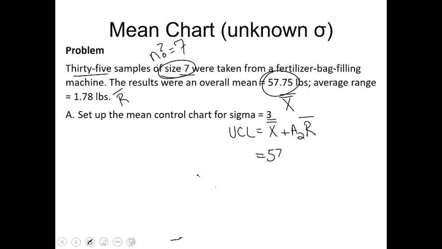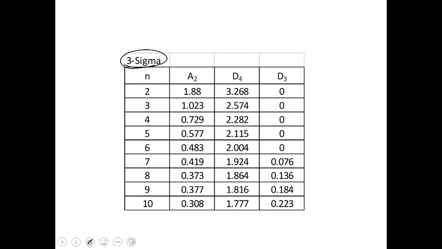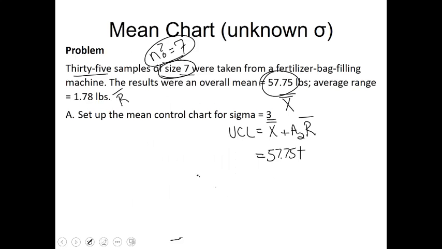57.75, right? Plus, what's our A2 value? Well, it depends on your sample size. Our sample size was 7, so I'm going to go to the table, and it's a 3 sigma table. I'm going to go down to sample size N, sample size 7. Our A2 value is 0.419. 0.419 times our average range, 1.78. Put that in our handy dandy calculator.